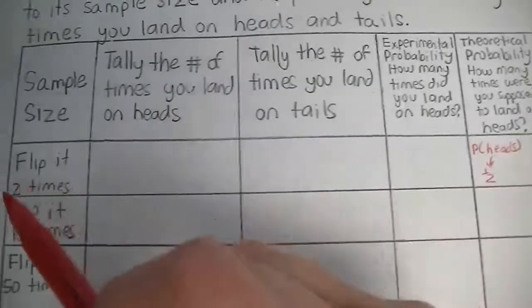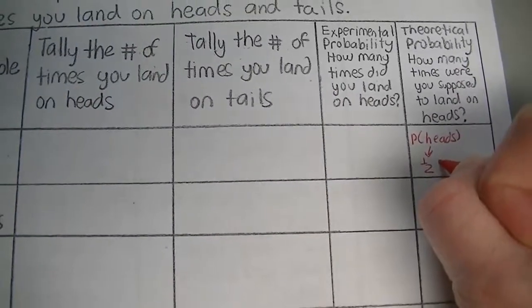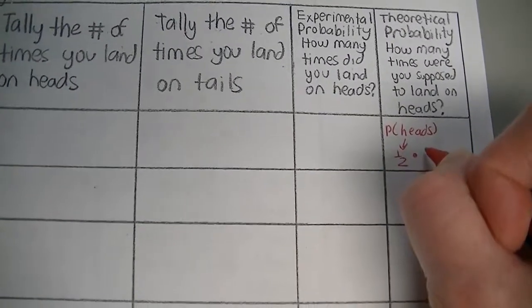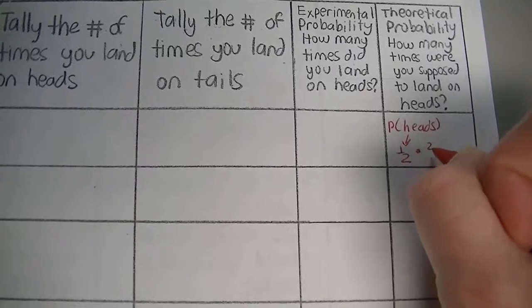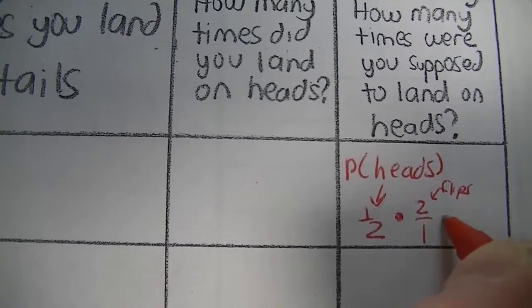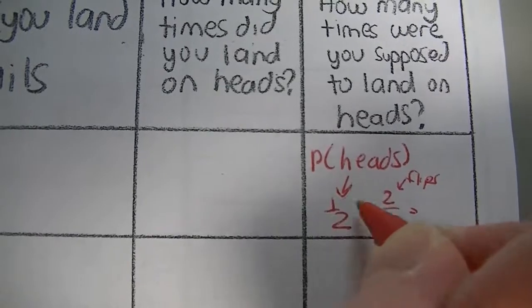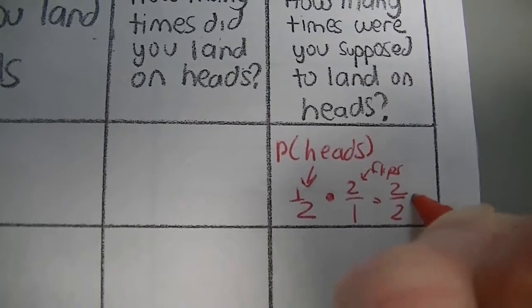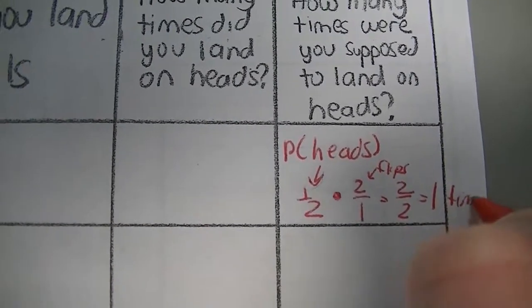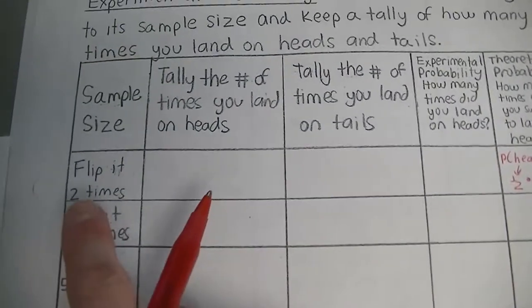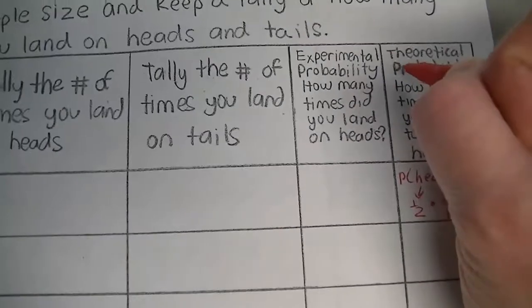And how many times are you flipping it? Twice. So that's why I'm going to multiply it by 2. Or you can add 1/2 twice if you want, but that might get a little messy once we get down further in these columns. Times it by 2 flips. This represents the flips. I'm going to turn it into its fractional form so I can just multiply straight across, so it's easier for my brain. 1 times 2 is 2. 2 times 1 is 2. 2 divided by 2 is 1 time. That's how many times we should expect to land on heads if we flipped it 2 times, according to theoretical probability.